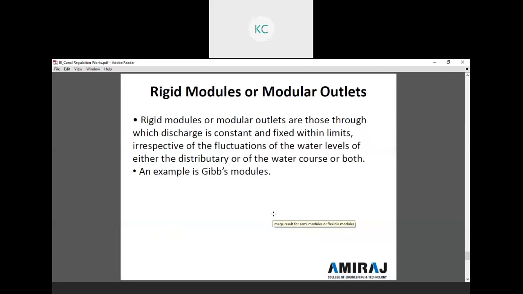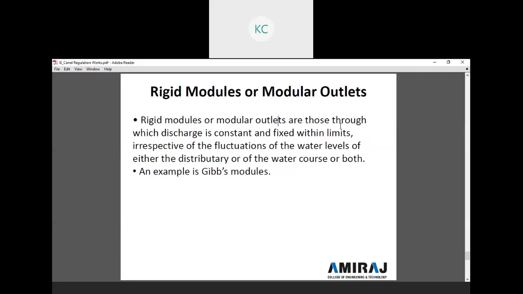Rigid modules or modular outlets. Rigid modules or modular outlets are those through which the discharge is constant and fixed within a limit, irrespective of a fluctuation of water level of either the distributary or the watercourse, or both.